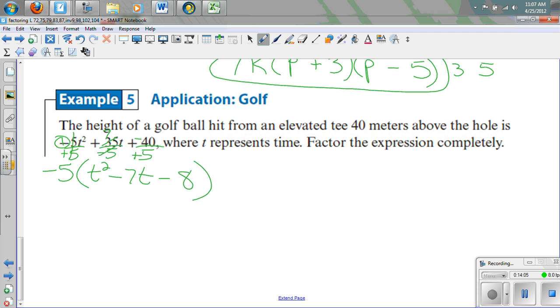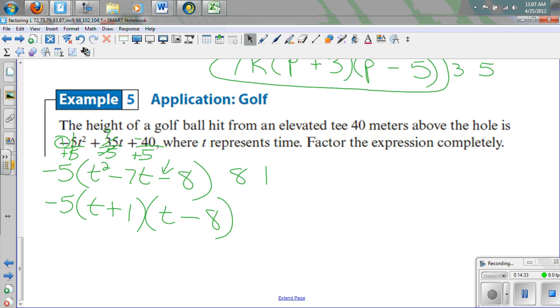So positive divided by negative is negative. And then we see if we can factor this. We have t and t, and factors of 8 that when you subtract them will give you a negative 7. Well, 8 and 1 when you subtract them will give you 7. And we want a negative 7, so that has to be a negative 8 and a positive 1.